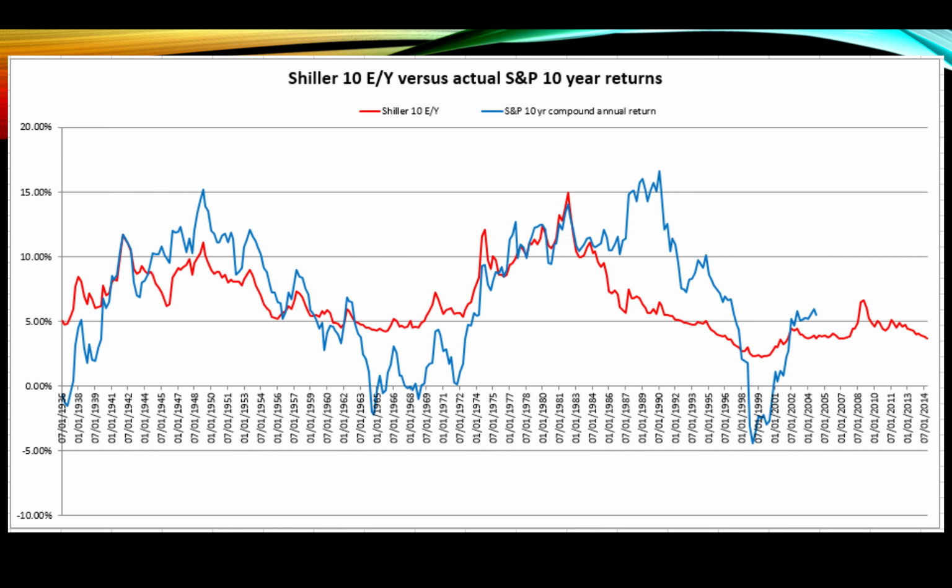So basically, you take the Shiller PE on one side of the graph and the actual 10-year returns on the other. You plot them together. What you see is that when the Shiller PE is high, which means the earnings yield is low, then for the next 10 years you're going to have lower returns. So there's a strong correlation there.